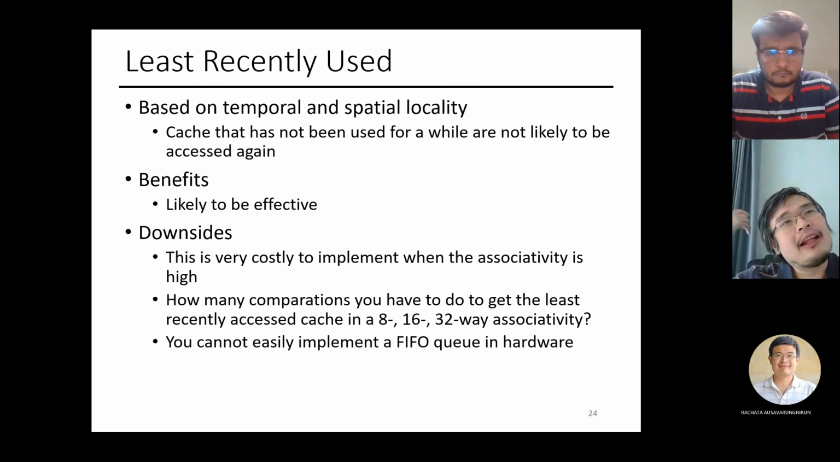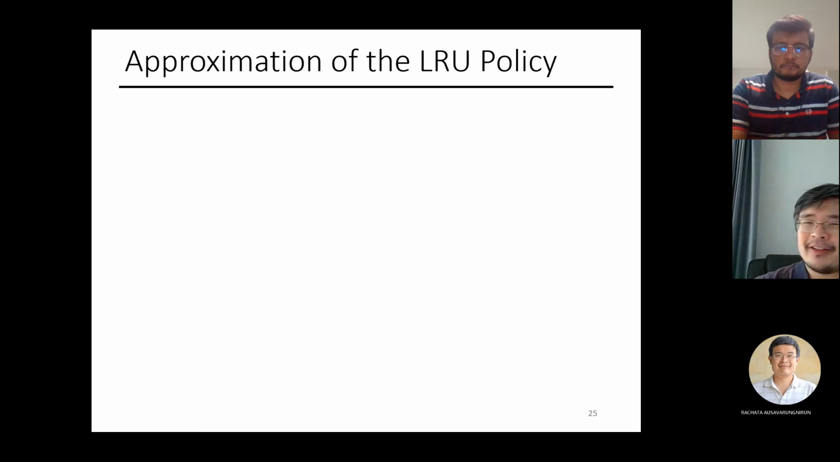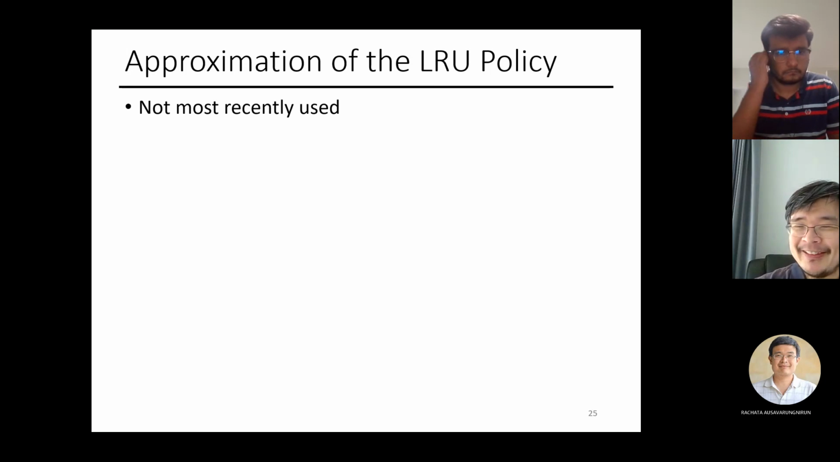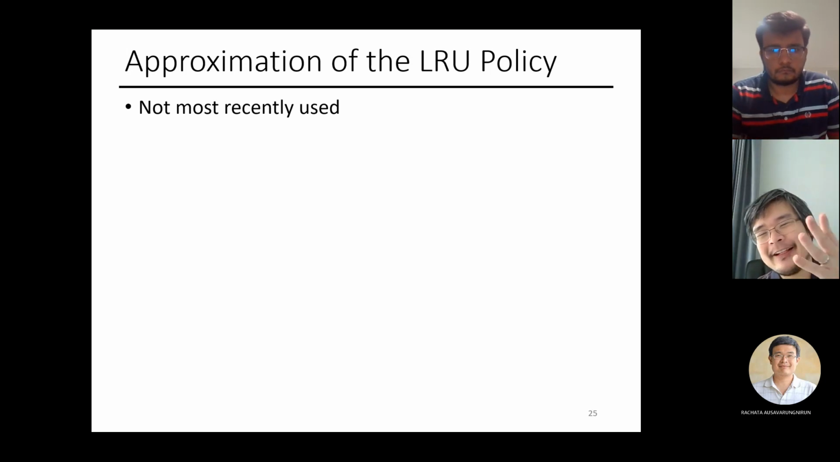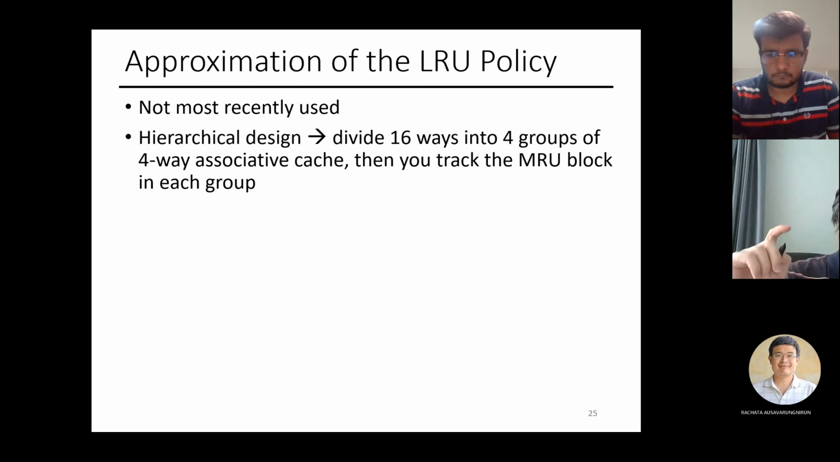So there's a large body of work that tries to approximate this policy. And one policy that works pretty well in terms of cost is not most recently used. As long as I randomly kick something that I didn't just use, I should hopefully be good. And to make it a little bit better, you can do a hierarchical design. Let's do four-way.